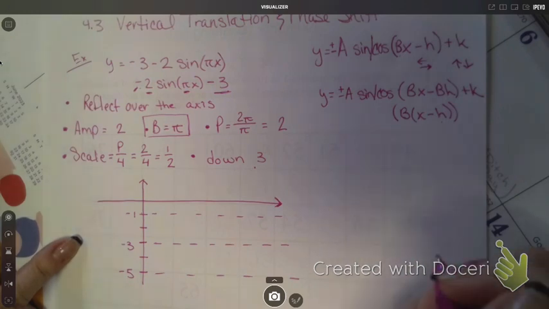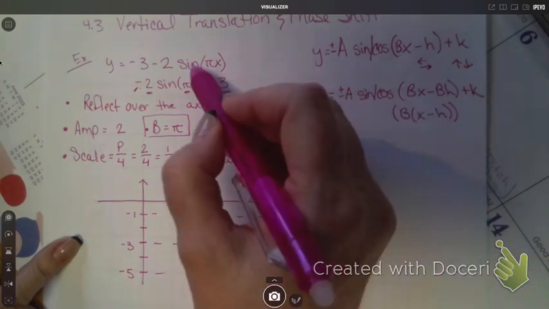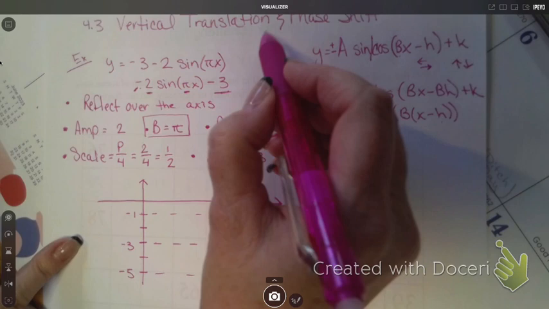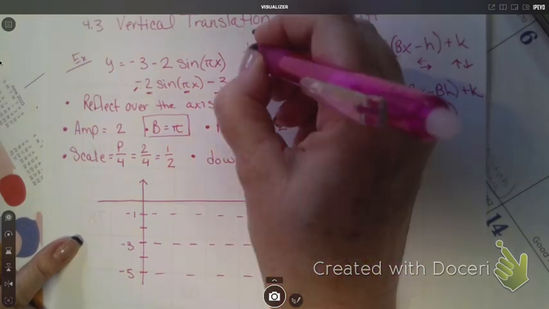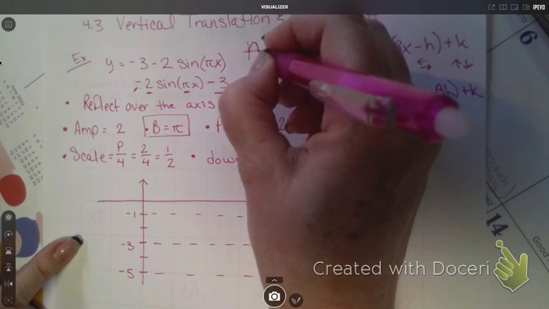So now it's sine. What does sine look like? What's the parent function look like? Where's it start? At 0 and goes up, and then down.